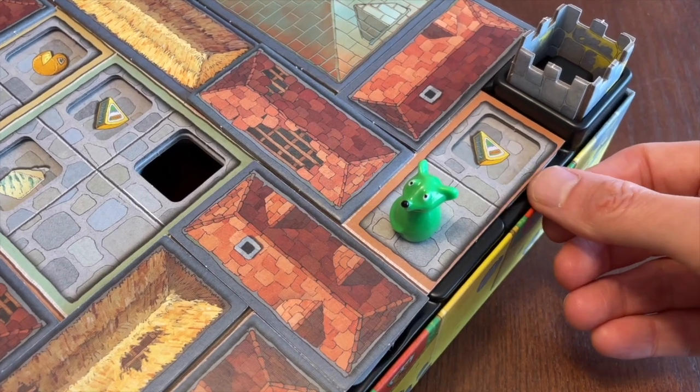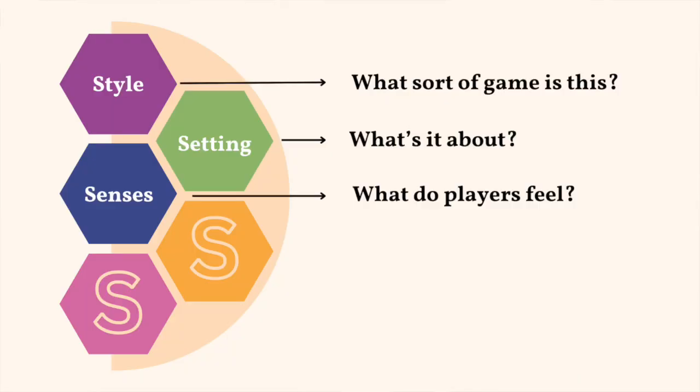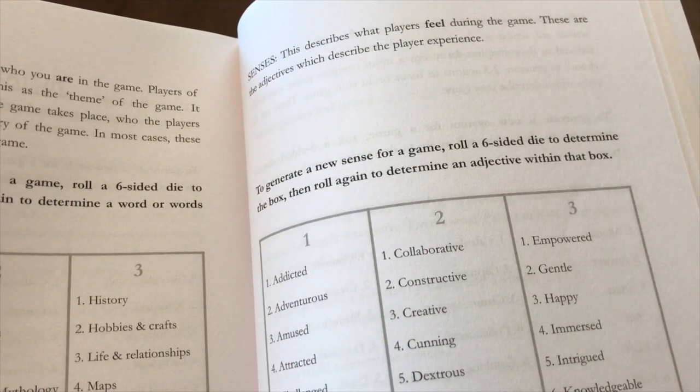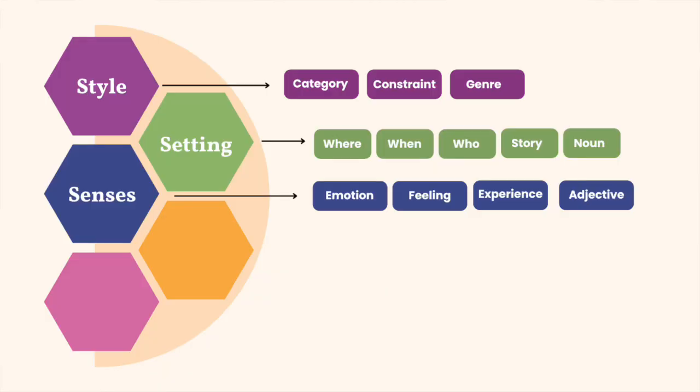The next section is about senses, and this is what players feel when they're playing your game. I think this is something that I commonly get asked by publishers: what's the experience that we're giving the players here? Why is the game fun? What are the players experiencing? What are they feeling? These are our emotions, or their adjectives. They describe how the players feel.